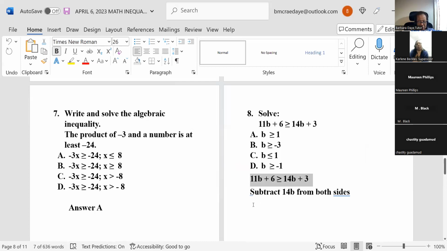Did you do that, Mercedes, or did you do the constants first? Yeah, I'm doing that. Okay. So subtract the 14b from both sides. Okay, we get 3.